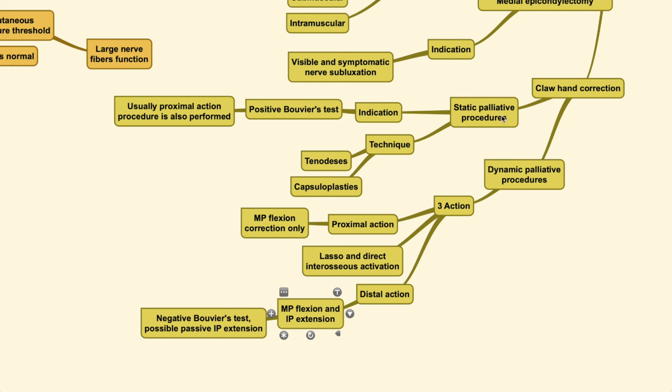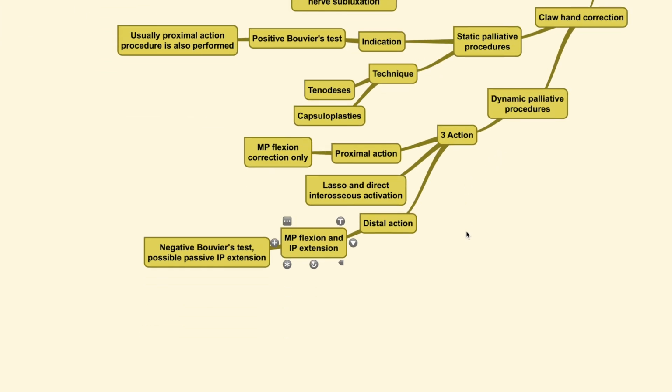And the technique for the static is that you do not change anything for the tendon function or the muscle function. You just need to do something that is static, and in this case you do tenodesis and also capsuloplasties around the hand joint capsules. And the next would be dynamic procedures. So you could do dynamic procedures to actually redirect the pull of muscles around the hand, and these are called the dynamic procedures.